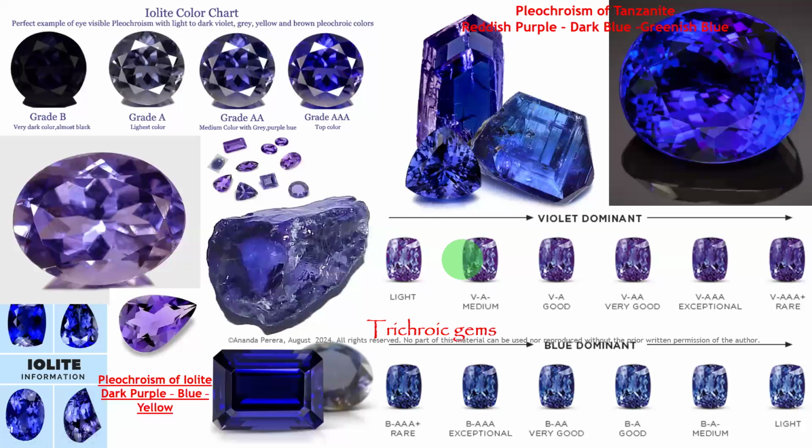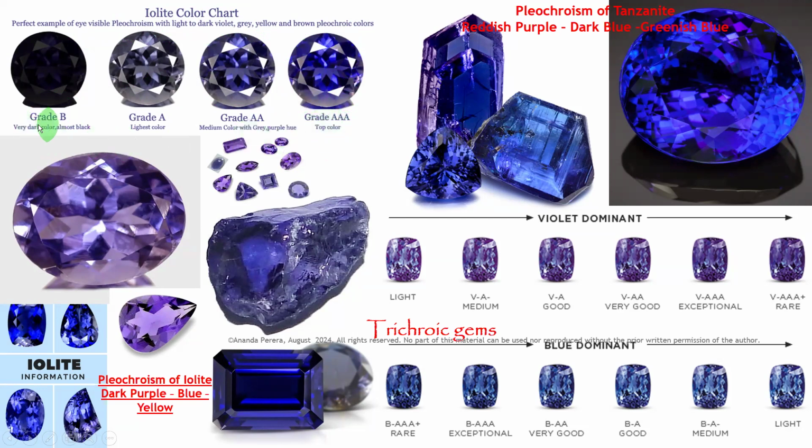Here is another beautiful gemstone called iolite. Look at the iolite colors. This is tanzanite, we learned earlier. This is tanzanite color. And iolite is a very beautiful stone. It is a perfect example of eye-visible pleochroism, with light to dark violet, gray, yellow, and brown pleochroic colors. Color grading is given as B, A, double A, triple A. Triple A is the top color in iolite.